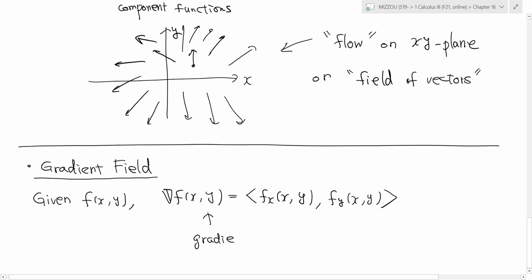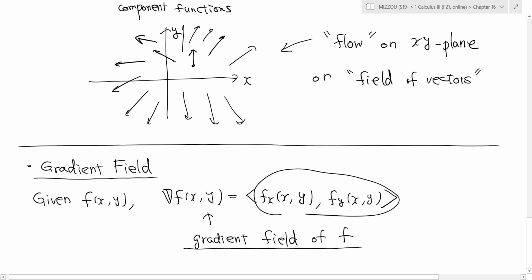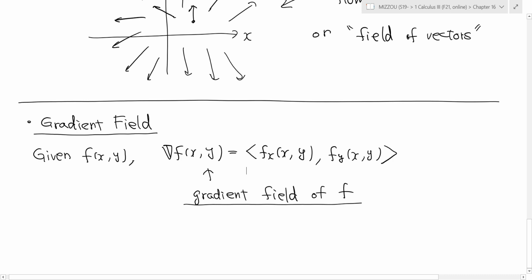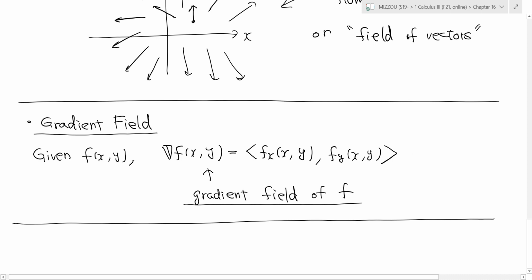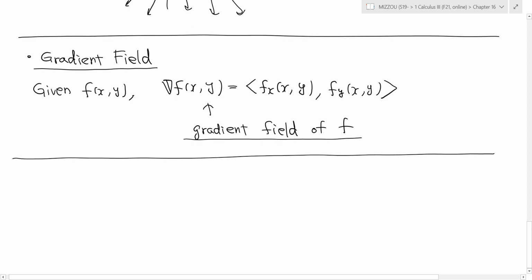To be precise, it's called the gradient field of f. So the input is xy, and the output is a vector in R2. So it's an example of vector field, and it's called gradient field. All right. So strictly speaking, this is not the first time for us to see the concept of vector field. Now, we can generalize the concept of vector field in R3.